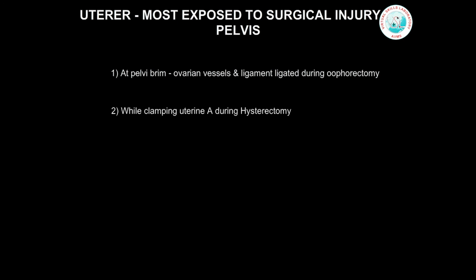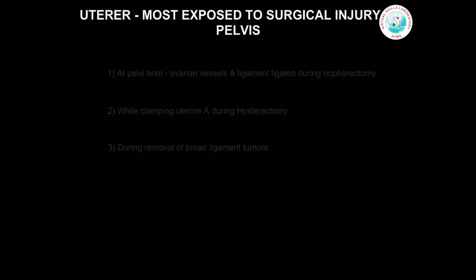The ureter is most exposed to surgical injury in the pelvis, at the pelvic brim when ovarian vessels and ligaments are ligated during resection of ovaries, while clamping uterine arteries during hysterectomy, and during removal of broad ligament tumors.